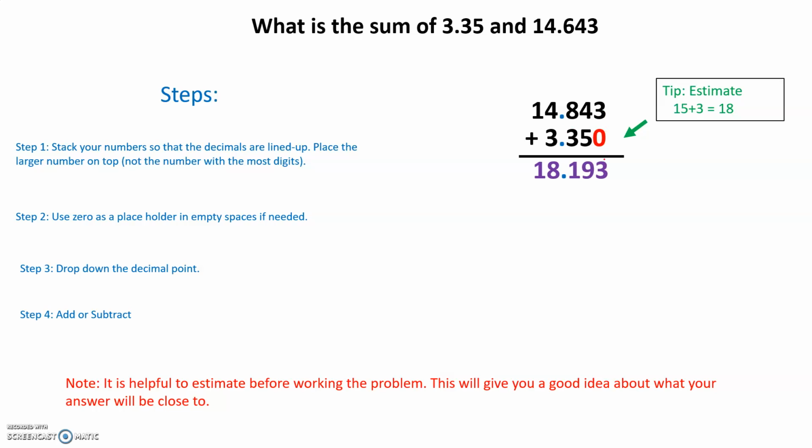3 plus 0 is 3. 4 plus 5 is 9. 8 plus 3 is 11, so I need to carry the 1 over, and so that's 1 plus 4 plus 3 is 8, and then 1. Notice my decimal did not move. Is my answer reasonable compared to my estimation? Yes, I'm just slightly over 18.